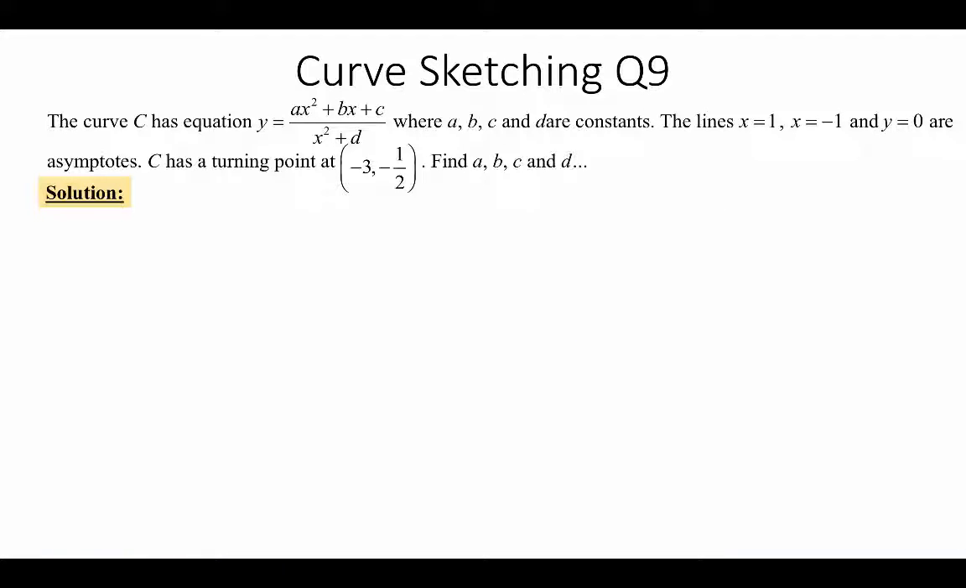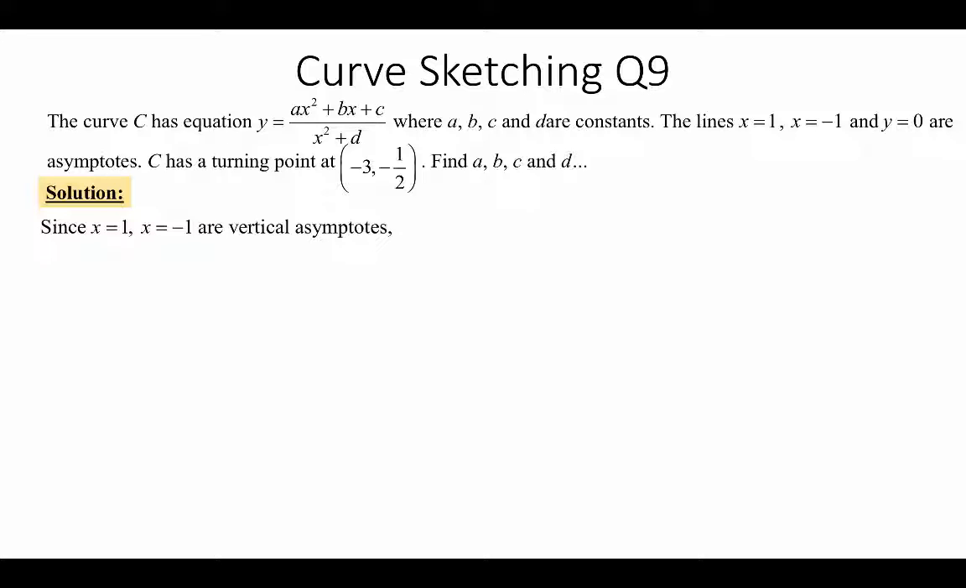Moving on to question 9. We have a curve C with an equation with unknown coefficients a, b, c, and d, which are constants. And we have the lines x equals 1, x equals -1, and y equals 0 as asymptotes. Last of all, we have that C has a turning point at (-3, -0.5). We need to find the values of a, b, c, and d.